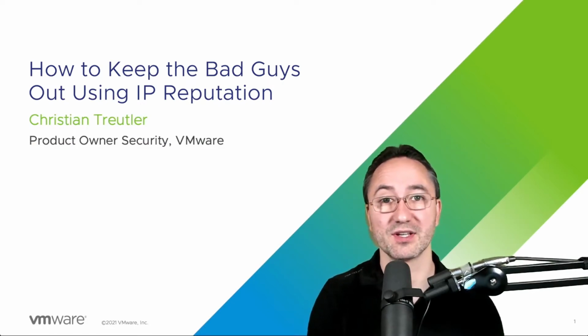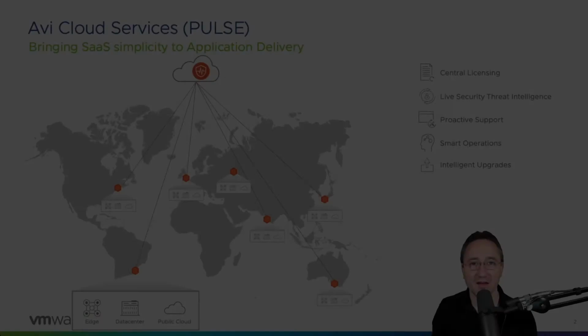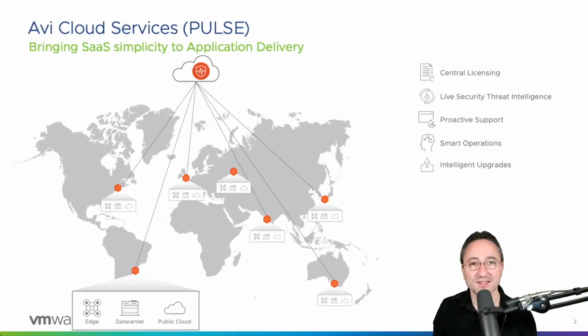My name is Christian. Today we are going to cover the topic of how to keep the bad guys out using IP reputation. Threat actors are continuously scanning and trying to attack applications accessible via the internet. When an application is hosted by the NSX Advanced Load Balancer, formerly known as Avi Networks, we have many security features to identify and block these ever-evolving threats.